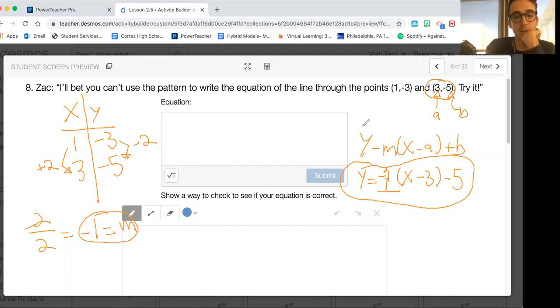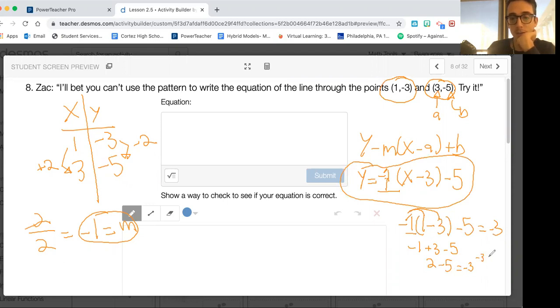Now, a way to see if the equation is correct: we could plug in 1, -3. So if x is 1, and we plug in, the outcome should be -3. -1 times 1 is -1. -1 times -3 is +3. Subtracting 5. From left to right, -1 plus 3 is 2. 2 minus 5 gets us -3. -3 does in fact equal -3. So that's a good way to check your work. So this was considered a check.